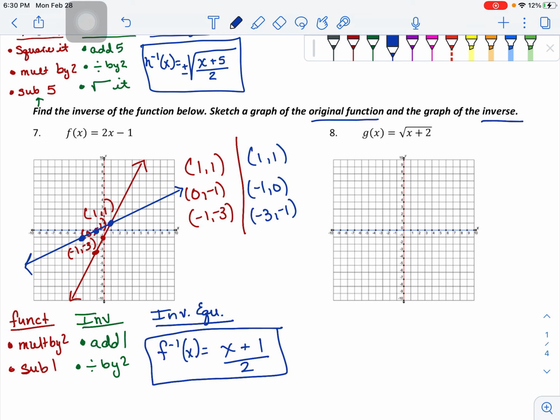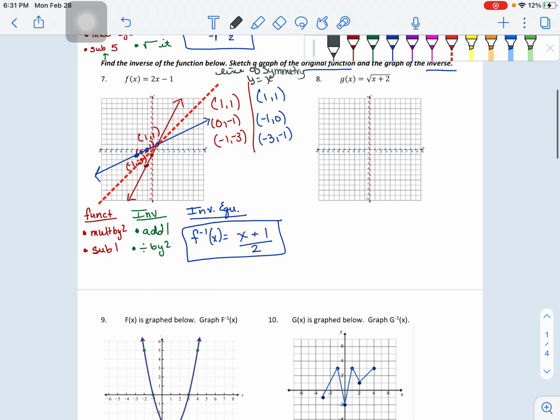Okay. Now I know that these are inverses because of a very important detail. If you draw the line of symmetry, which is basically the line that cuts right through the origin, it's called y equals x. I'm going to write that in, line of symmetry. Okay, y equals x. It will actually be the folding point of the two graphs. If you folded that piece of paper on that line, the red and the blue graph would match up identically.